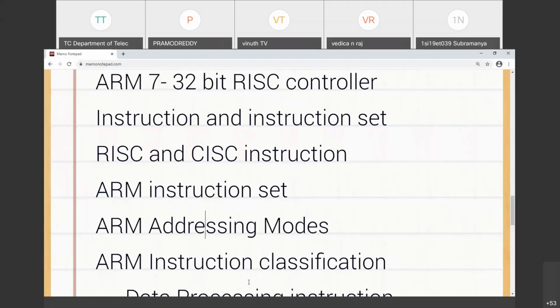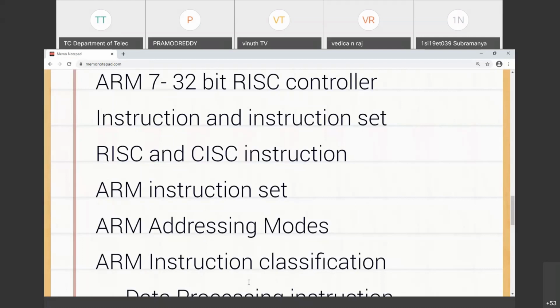So there are addressing modes. ARM has a specific set of addressing modes. As I said, any microcontroller or microprocessor has to have addressing modes. The number of addressing modes is fixed. But here also, in the ARM 32-bit microcontroller, the number of addressing modes is fixed.